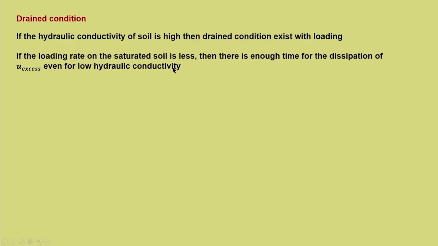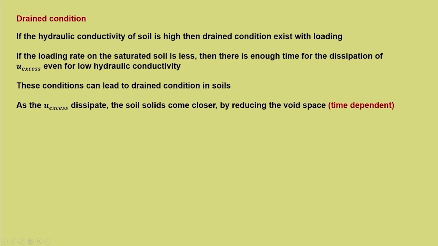If the loading rate is less, then there is enough time for the dissipation of U excess even for a low hydraulic conductivity case. Now, these conditions can lead to drained condition in soils. As the U excess dissipates, what happens? Now, this is another important aspect which we need to understand clearly. As the excess pore water pressure dissipates, what is the net result?